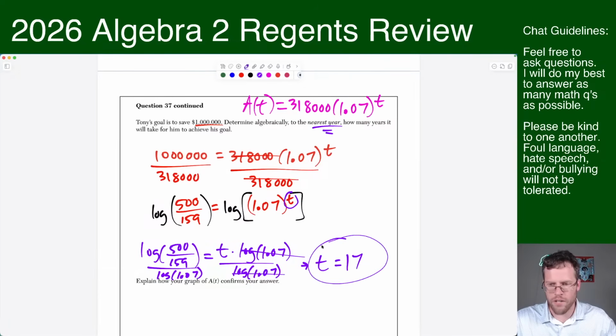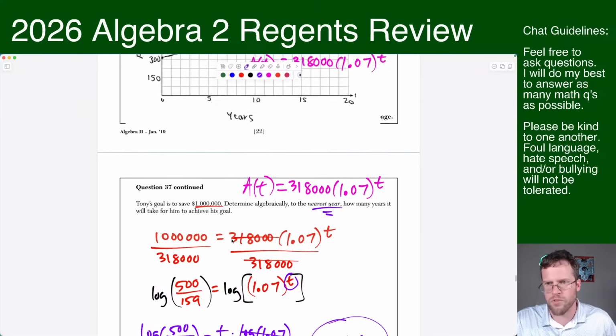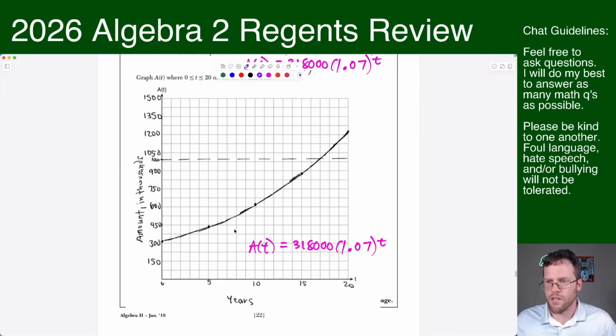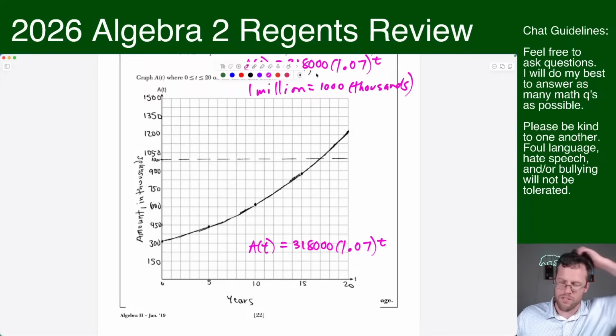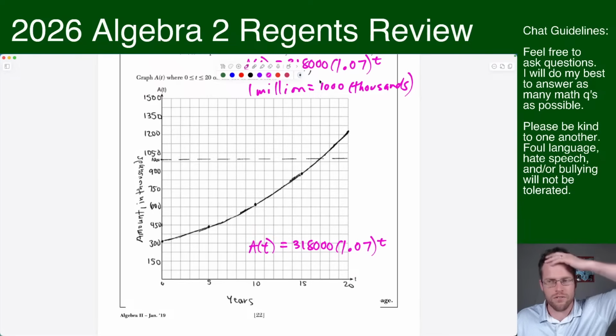So 17 would be our answer, but they say explain how the graph confirms your answer. So if we look here, see how 1 million is equal to 1,000 thousands. Okay, 1,000 times 1,000 is 1 million. So if you want to be a millionaire, you got to make $1,000 1,000 times. Okay, that's a lot. Okay, so here 17.